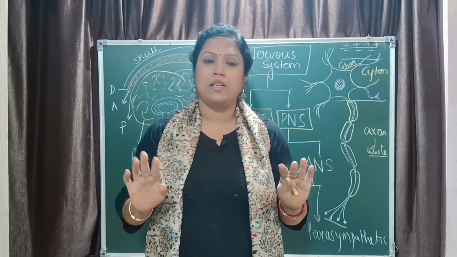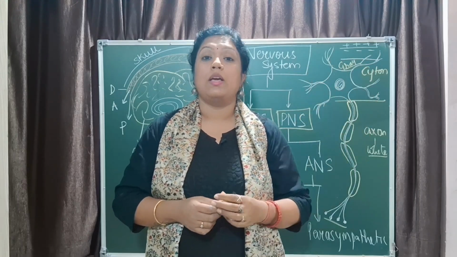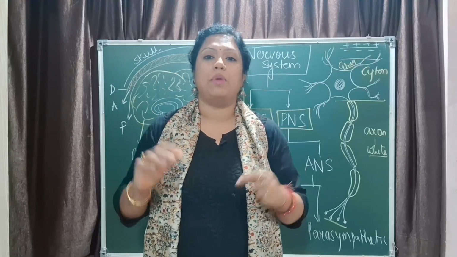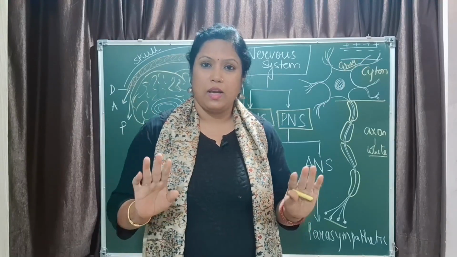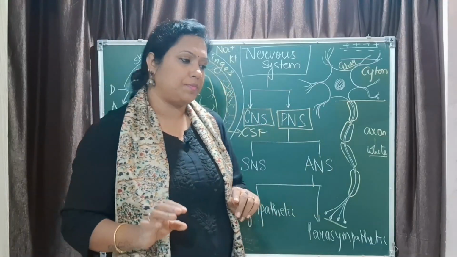So I hope you understand the difference. Neuron, single unit: sensory, interneuron, motor neuron. Nerve, combined thing: sensory nerve, motor nerve and mixed nerve. Clear? Any doubt? Put it in the comment section. So this is about your nervous system.